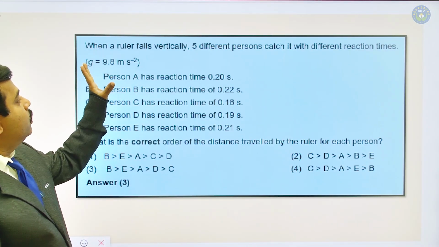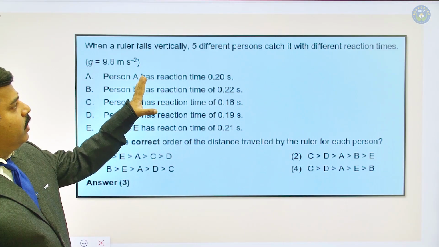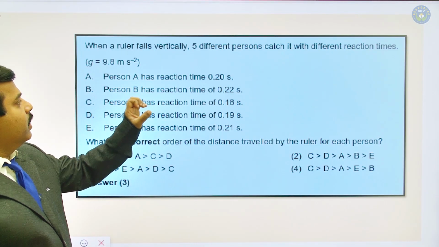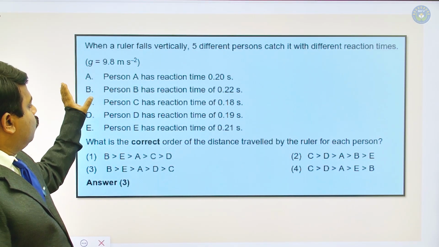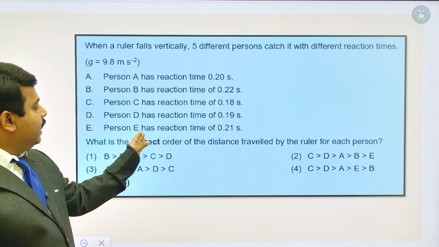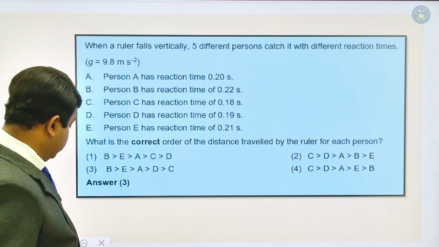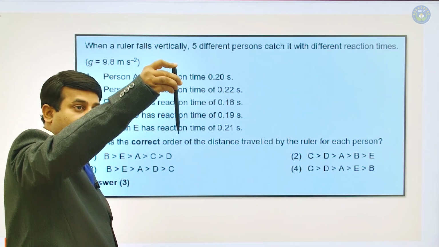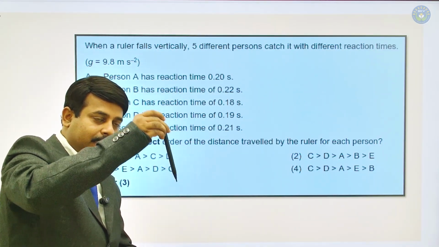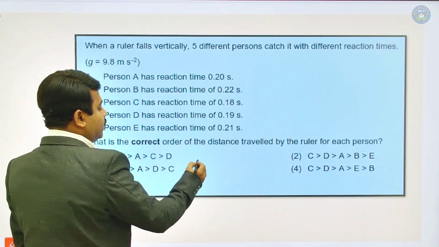When a ruler falls vertically, 5 different persons catch it with a different reaction time. Now, what is the correct order of the distance? How is distance connected to time? When a body is freely falling, what is the distance?